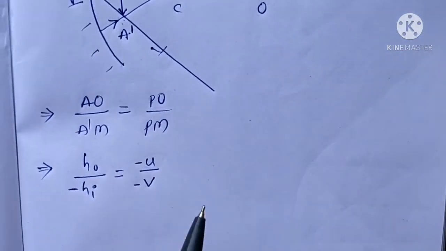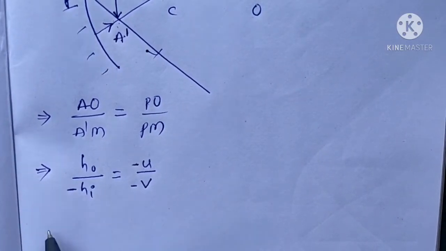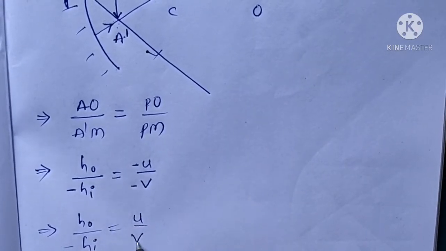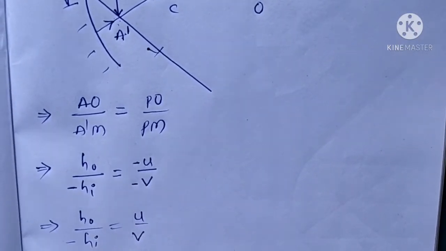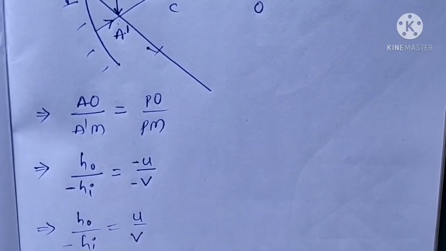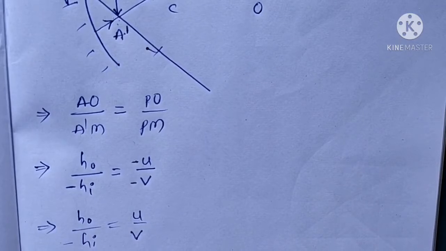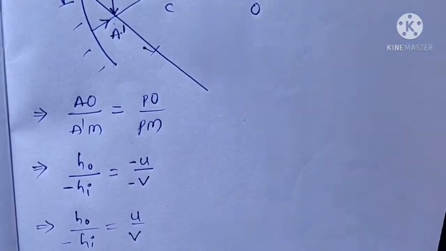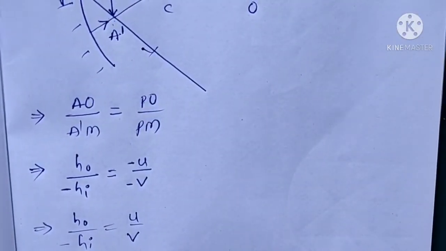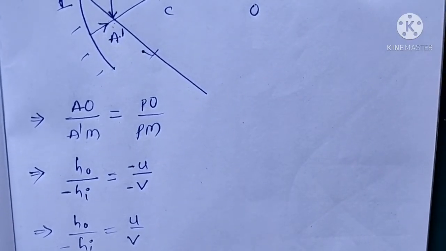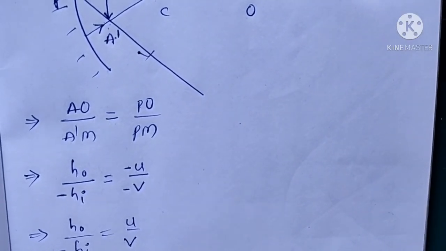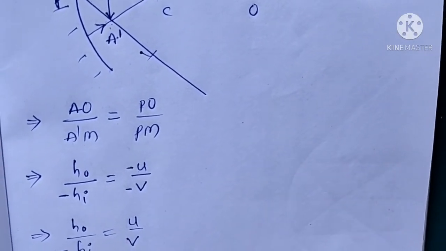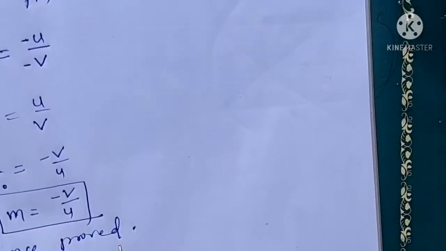So now minus minus get cancelled, so we get HO by HI equals u by v. We can write HI by HO equals, minus goes to the other side, v by u. As per the definition, the ratio of height of the image to height of the object equals magnification, that is equal to minus v by u. Hence it is proved.